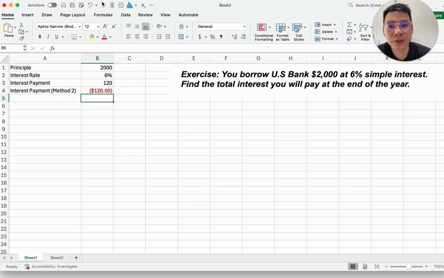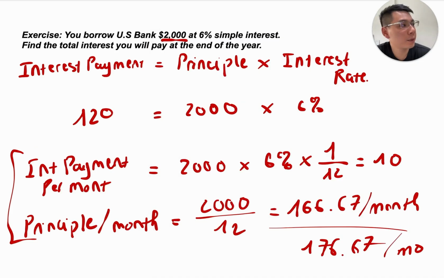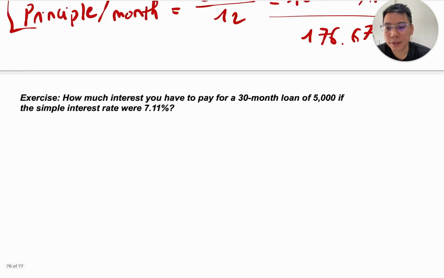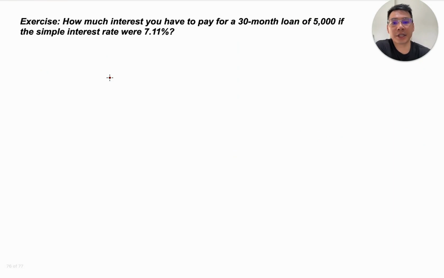Let's do another question to see the scenario when it changes. How much interest do you have to pay for a 30-month loan of $5,000 if the simple interest rate was 11%? Again, you still use the formula above, but this time, be careful. This is a 30-month loan. It's not a simple 12-month loan or a one-period loan from the bank. So the formula changes a little bit.